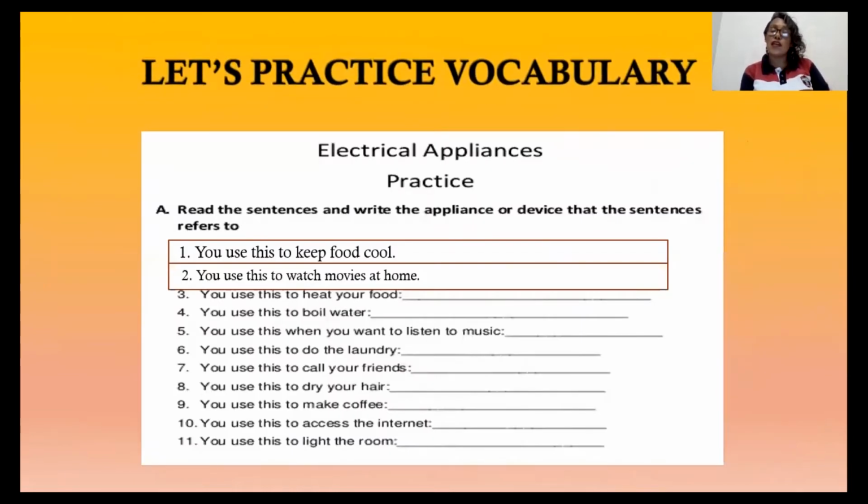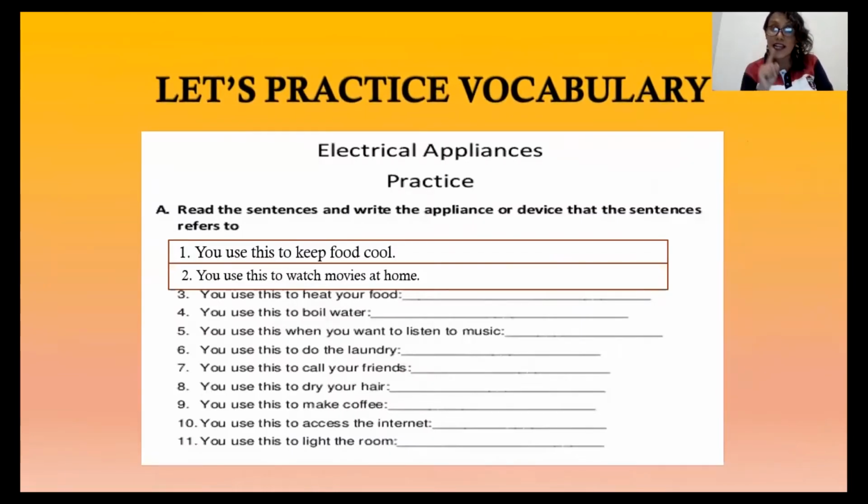Here, let's practice vocabulary related to electrical appliances, okay? So we are going to practice. You have to read the sentences and write the appliance or device that the sentences refer to. So let's start. I'm going to read the sentences and then you have to give me the answer. 1, you use this to keep your food cool. You use this appliance or device to keep your food cool.